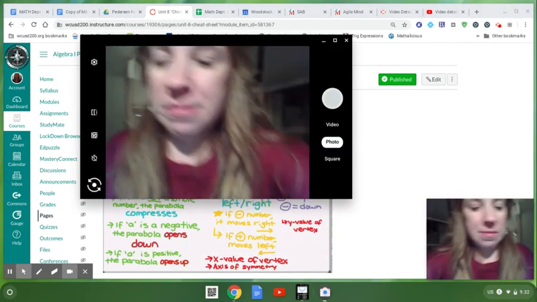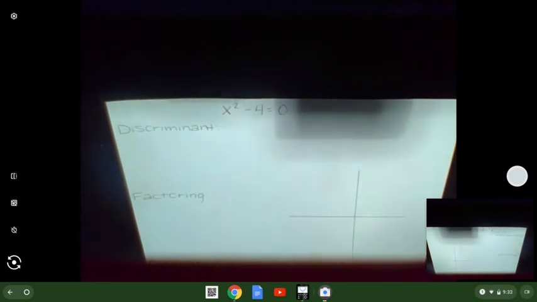We're going to flip this guy around. Oops, I put that camera on backwards. Here we go. So our first equation is x squared minus 4 equals 0. As you can tell, scanning through the worksheet, we're going to find the discriminant, we're going to factor, we're going to use the quadratic formula, we're going to solve using square roots, and we are going to graph.